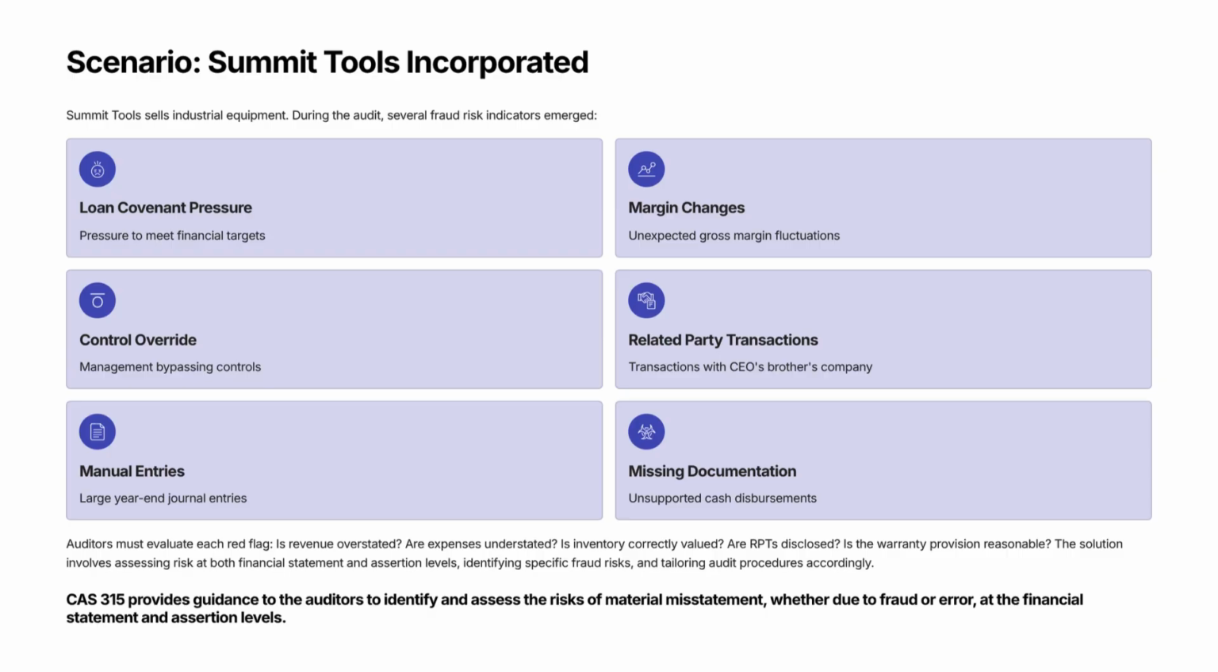As auditors, we evaluate each of these red flags. Is revenue overstated? Are expenses understated? Is inventory correctly valued? Are RPTs properly disclosed? Is the warranty provision reasonable? Are manual journal entries legitimate? Has management overridden controls? The solution involves assessing risk at the financial statement level and at the assertion level, identifying specific fraud risks, and tailoring audit procedures accordingly.